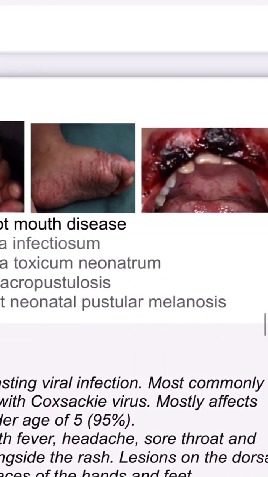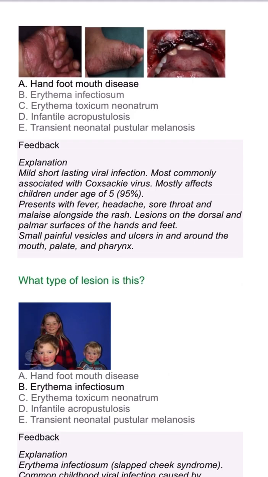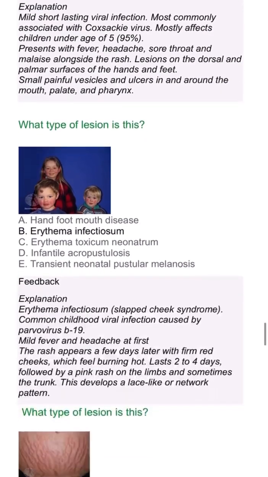Hand, foot, and mouth disease. Okay, so it is a mild, short-lasting viral infection, most commonly associated with Coxsackie virus, mostly affecting children under the age of 5. 95% present with fever, headache, sore throat, and malaise alongside the rash. Lesions on the dorsal and palmar surfaces of the hands and feet. Small, painful vesicles and ulcers in and around the mouth, palate, and pharynx. Okay, so hand, foot, and mouth disease, Coxsackie virus infection.